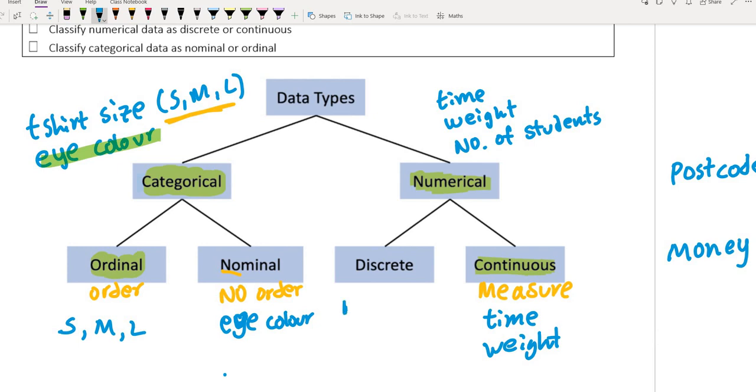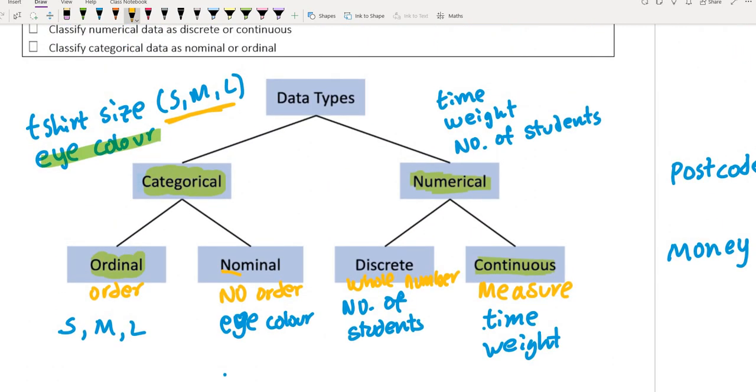Whereas discrete, things like number of students, so it's just whole numbers that we cannot measure like in decimals, and we can't say we have 25.7 students or anything like that. So whole numbers are discrete types of data.